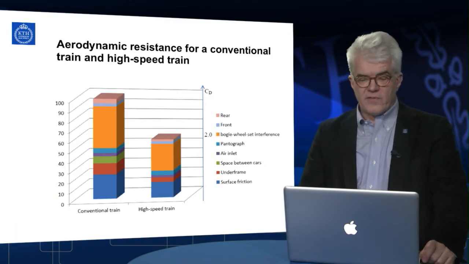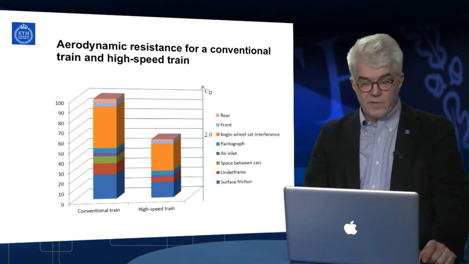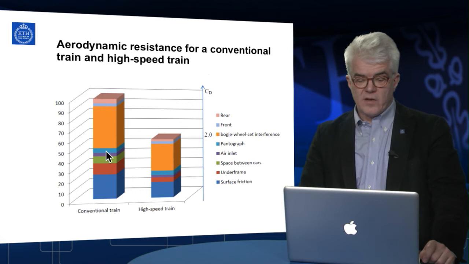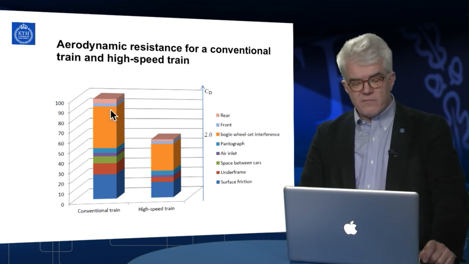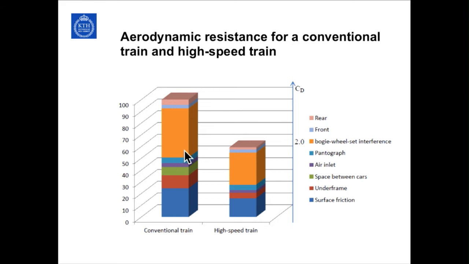Looking at this aerodynamic resistance for a typical train and comparing it with a similar high-speed train, we can see quite a big difference. The most significant part of the resistance for both trains is the bogie wheel set interference. That is, it accounts for most of the total aerodynamic resistance. The second part is surface friction and also the underframe. For a normal train, you can see that the space between the cars is substantial, but that is of course removed for a high-speed train because you have no spaces between cars for those kinds of trains.